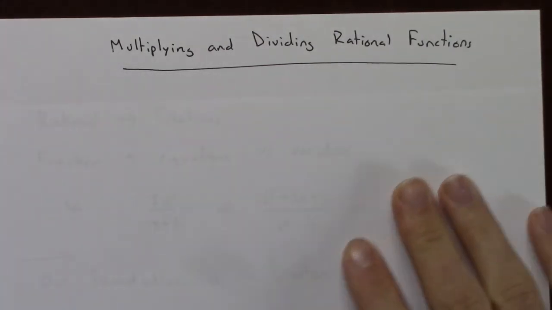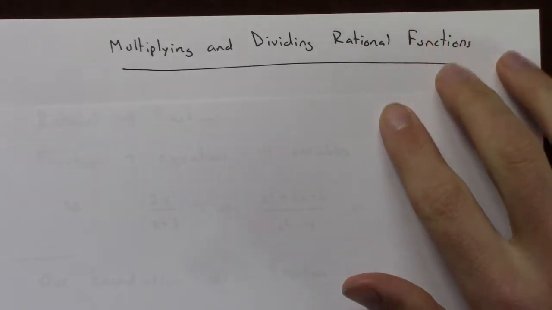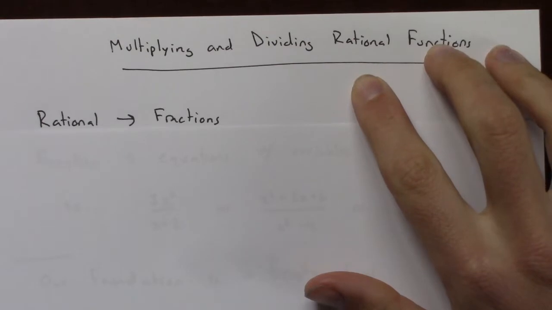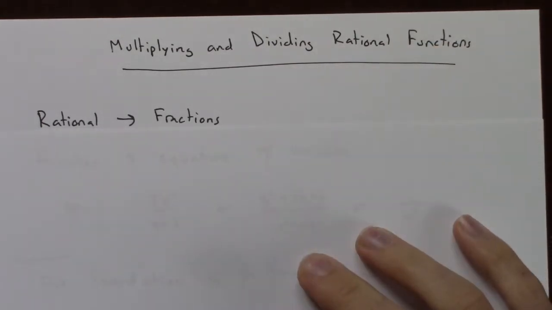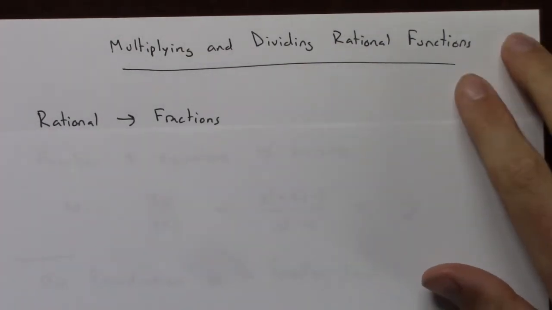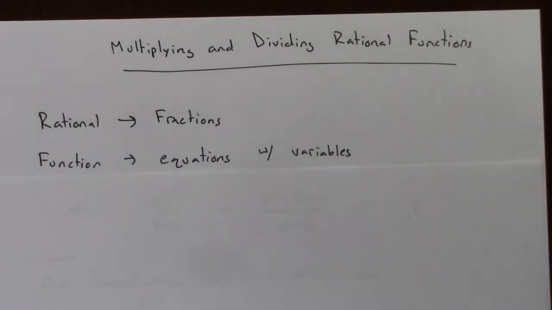So, multiplying and dividing rational functions. First up, I just want to talk about rational functions to begin with. Our key word here is rational. Rational is just a fancy way of saying fraction. You might remember when we talked about number systems, a rational number is anything that can be written in the form of a fraction. So 3/2, or 1/2, or 1/3, or 217/25. All of those are considered rational numbers. The function piece just implies that we have equations, aka variables.